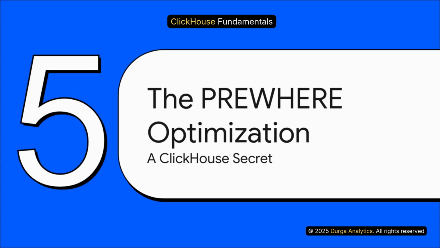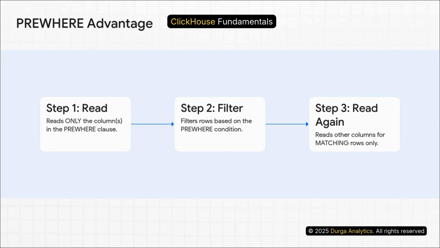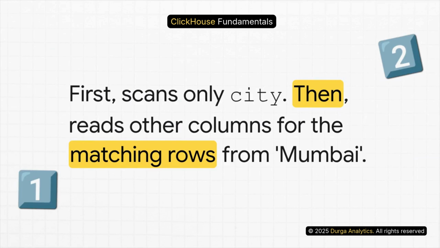And now, let's talk about one of ClickHouse's most powerful, most unique features for optimizing I/O. This is the secret weapon, the pre-where clause. Understanding this is a total game changer for certain kinds of queries. So what pre-where does is it introduces this really efficient two-stage filtering process. First, ClickHouse only reads the columns needed for the pre-where condition to do a quick, lightweight filter. Then, and only for the rows that pass that first check, it goes back and reads the other columns you selected in your query.